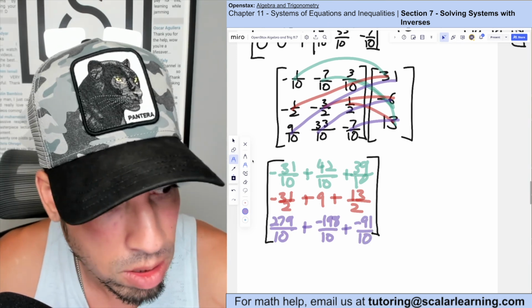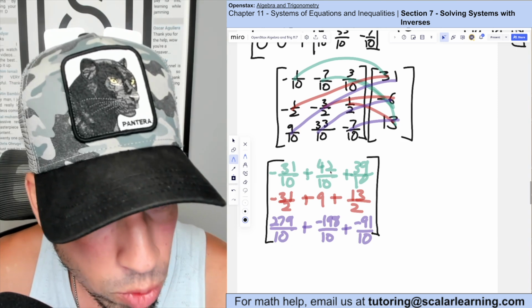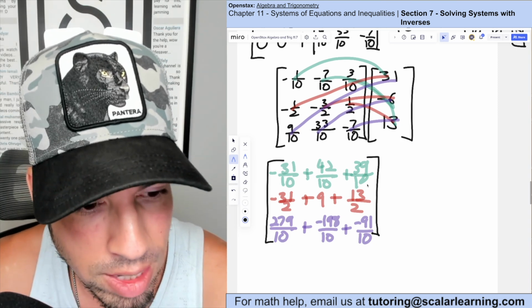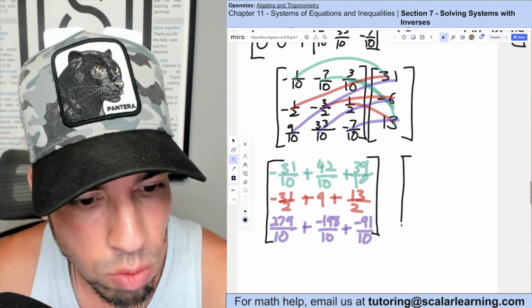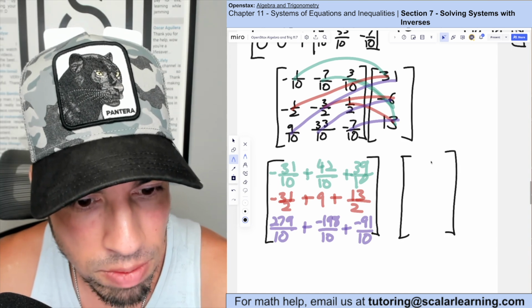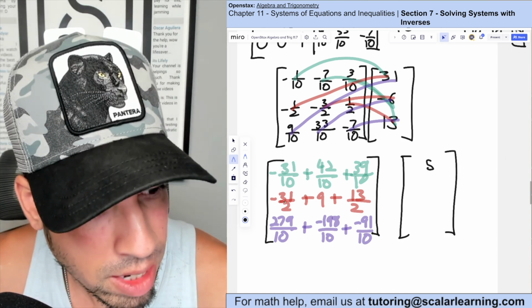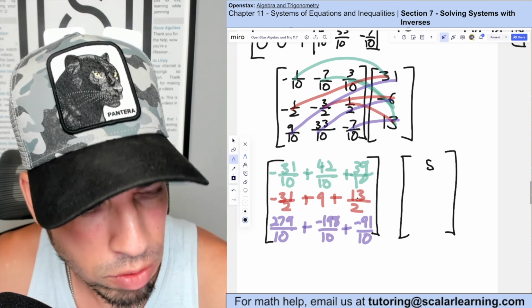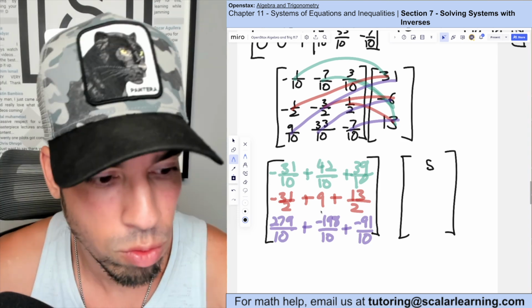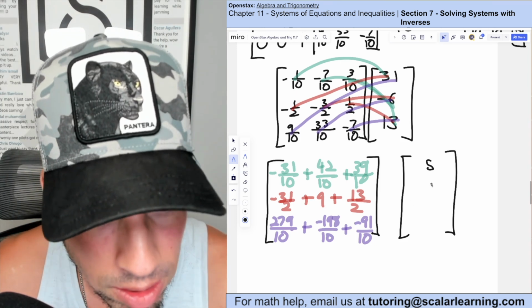All right, let's simplify all of this. So up here we got negative 31 plus 42 is 11 plus 39 is 50. 50 over 10 is just going to be 5. Okay, that looks nice. Next, we got negative 31 over 2 plus 13 over 2. That's negative 18 over 2, or negative 9 plus positive 9. That gives us a 0.